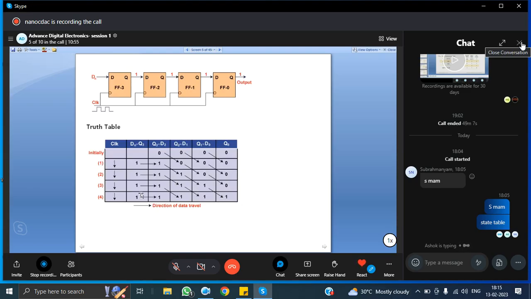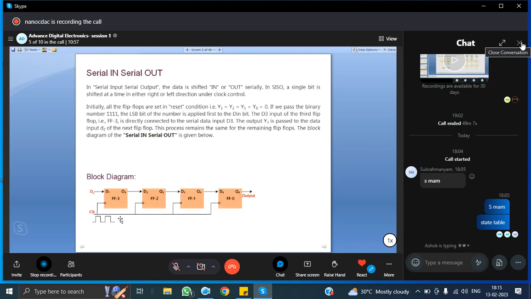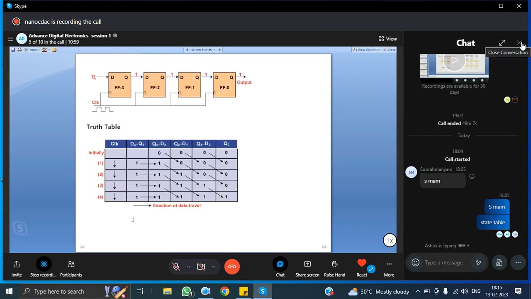Now you can see that I am taking a negative edge triggered clock pulse. That's why in this truth table we look at the negative edge of the clock. Q3 is equal to D, Q2 is equal to Q3. Initially it is 0 0 0 0, this is reset. During the first negative edge of the clock, whatever data I am giving, 1, is shifted to Q3, and only Q3 is set. All other flip flops are in reset mode.